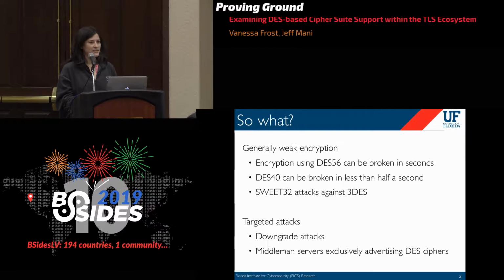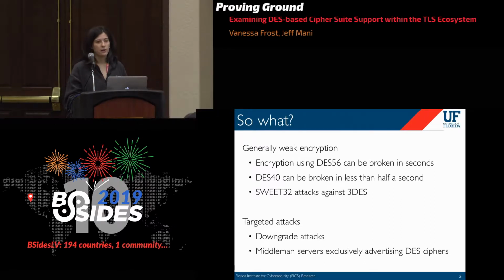Encryption using DES 56 can be broken in just seconds. DES 40 with a much smaller key length can be broken in less than half a second. And triple DES has Sweet32 attacks. So Sweet32 is an attack that utilizes what's called the birthday bound of block ciphers. So say that you have a cipher with a block length of n bits. The birthday bound of that cipher would be 2 to the n over 2. Basically what that means is that if you have enciphered blocks, you would need about 2 to the n over 2 blocks to find a collision between 2 of them. So using these attacks, researchers were able to find a collision between blocks in less than 25 minutes.